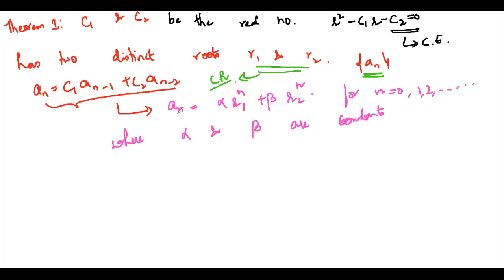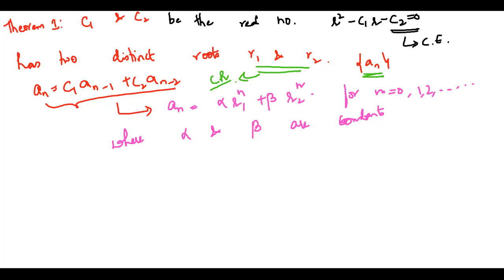Then the solution for your problem an will be given as an is equal to alpha r1 power n plus beta r2 power n. In the textbook, we will have alpha 1 and alpha 2. So alpha and beta are anyway constants, so you can take any of the constants. You can even take x, y, z, p, q. It does not matter because these are constants. Now, based on this, let's solve a problem.